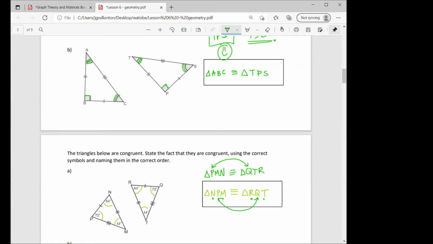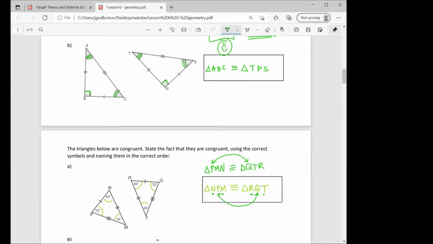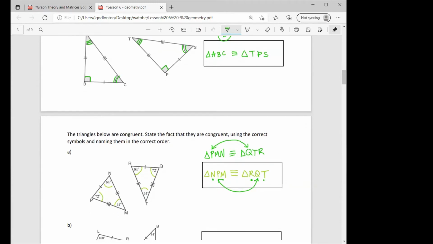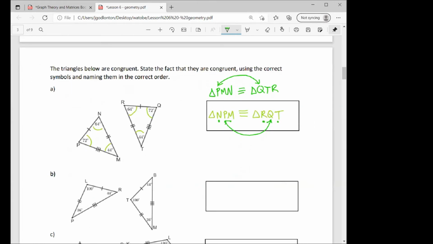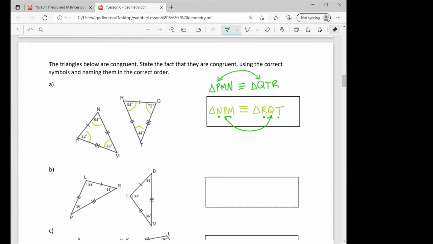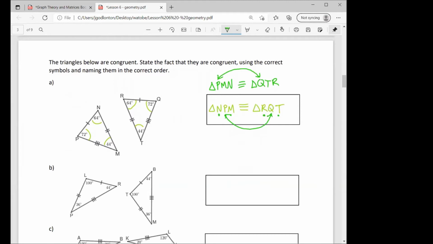Okay. All right. Let's try B. For those of you who are finding this easy, enjoy it while it lasts. But it's really important that we understand these basics before we get more complicated.